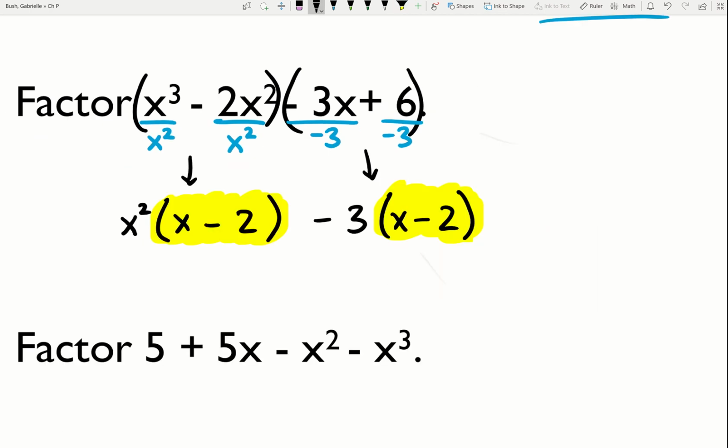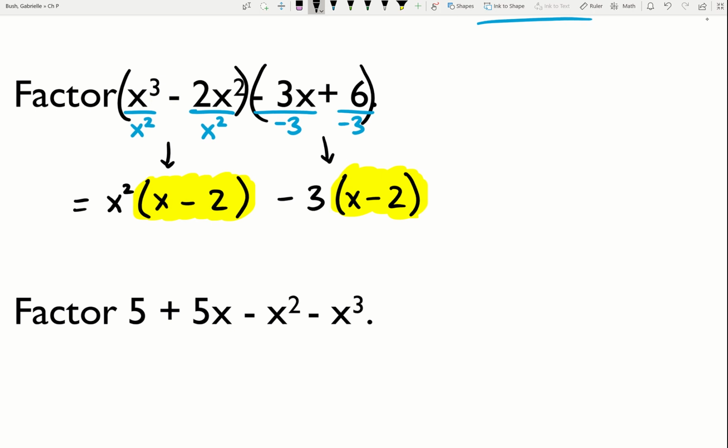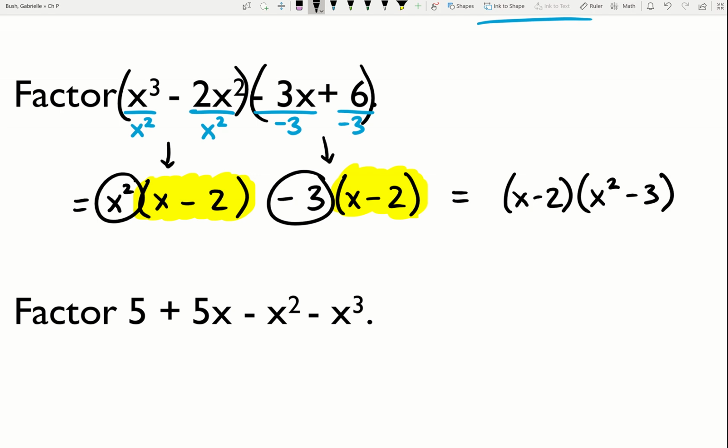And so what we will now do is factor out those common leftovers, right? So that x minus 2 that both groups have in common, we're going to factor out, and that leaves behind x squared minus 3. So x squared minus 3, and that will be our final result there. Okay? So that's pretty good.